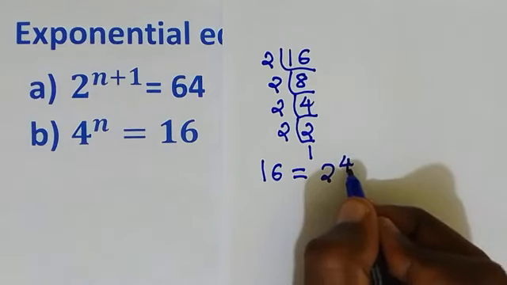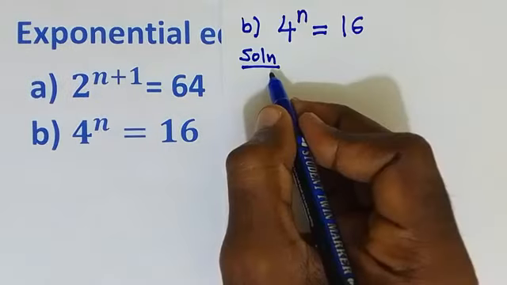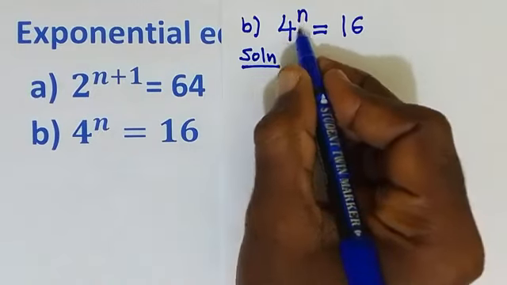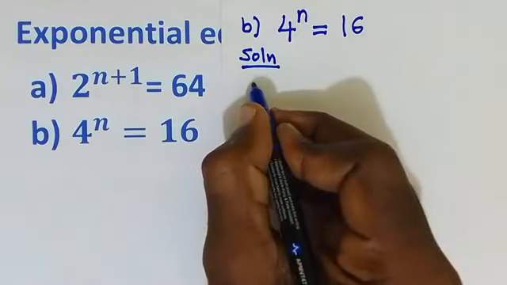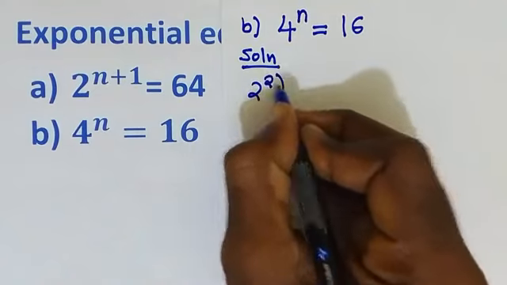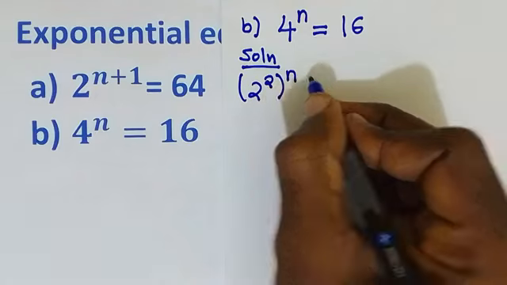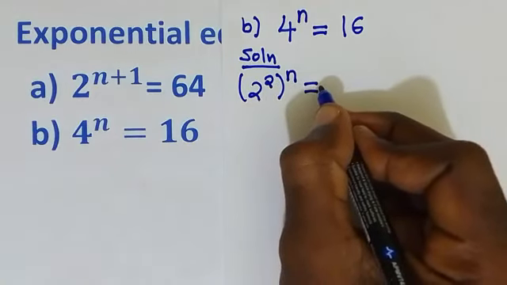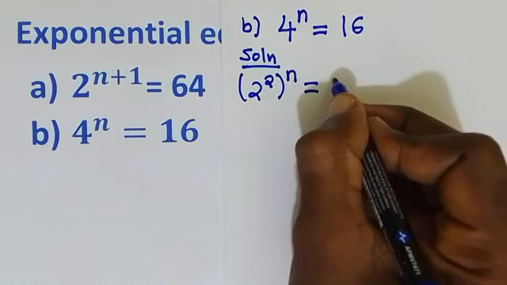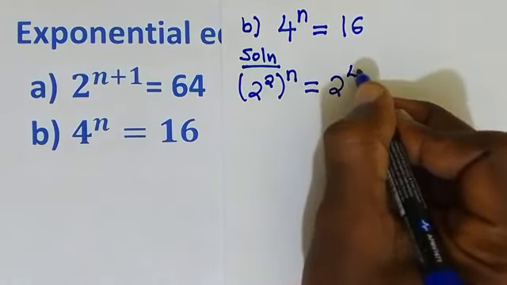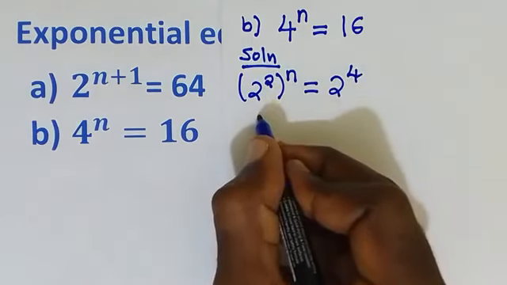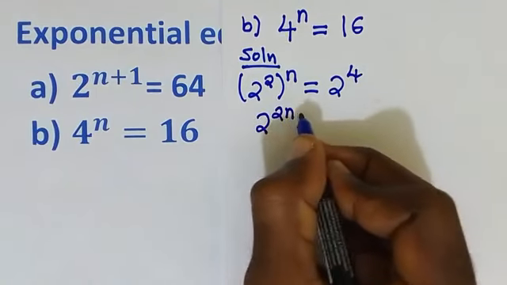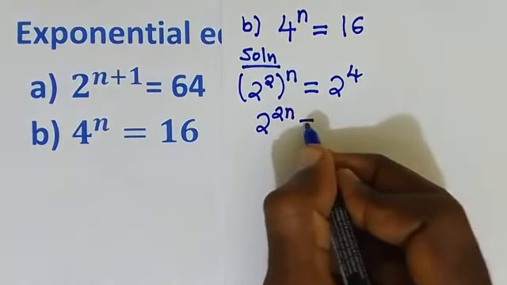2 power 4. So now 4 power n, we can write in this way. 4 is the same as 2 squared, power n, equal to 16, which is the same as 2 power 4. Let us multiply the powers. We are going to have 2 power 2n equal to 2 power 4.